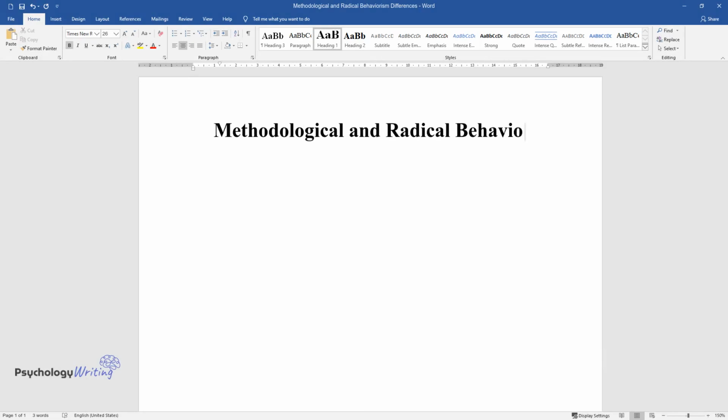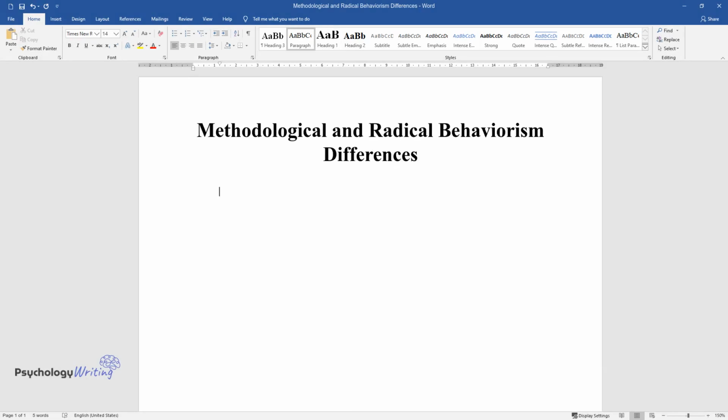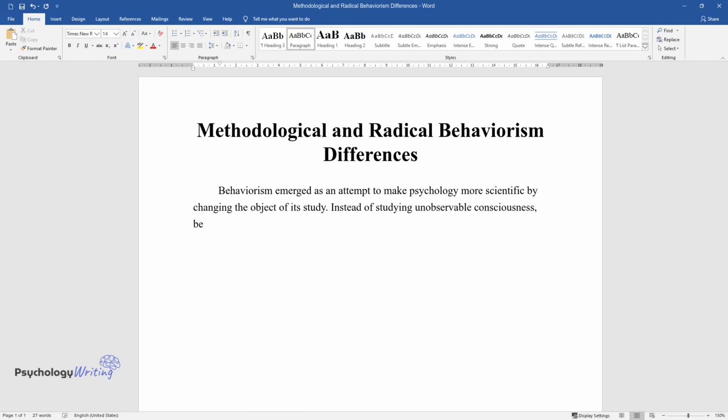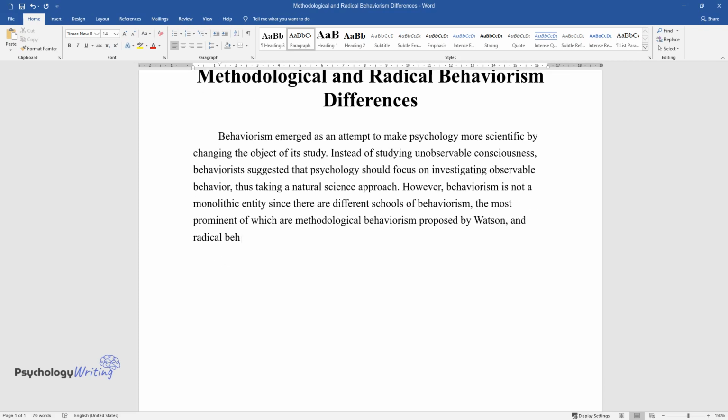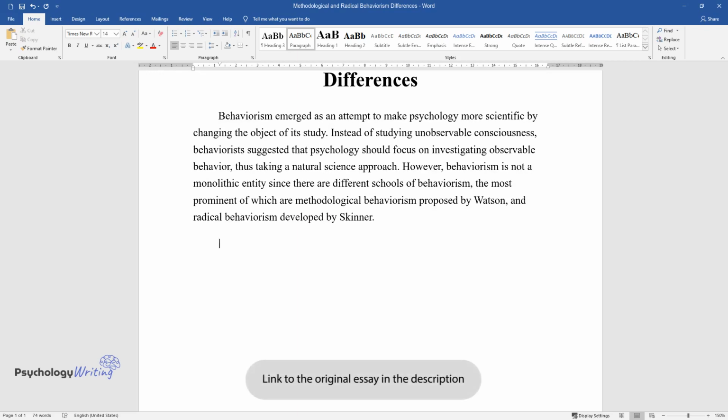Methodological and radical behaviorism differences. Behaviorism emerged as an attempt to make psychology more scientific by changing the object of its study. Instead of studying unobservable consciousness, behaviorists suggested that psychology should focus on investigating observable behavior, thus taking a natural science approach. However, behaviorism is not a monolithic entity since there are different schools of behaviorism, the most prominent of which are methodological behaviorism proposed by Watson, and radical behaviorism developed by Skinner.